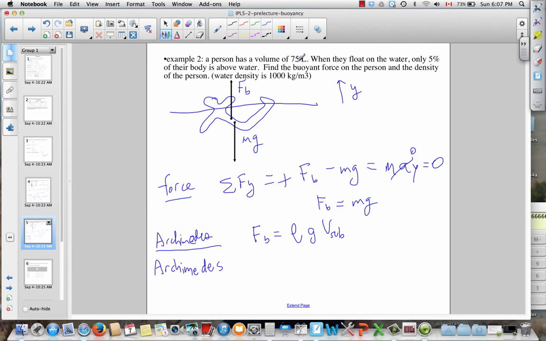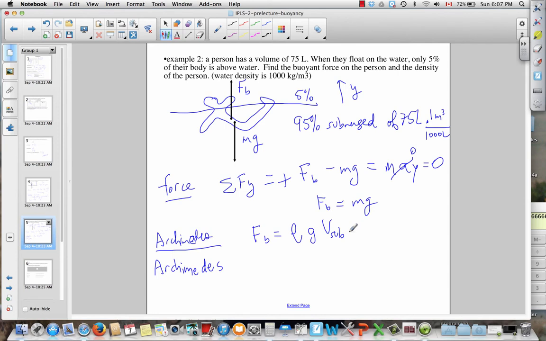Well, the person has a volume of 75 liters, but they're not completely submerged. 5% of them was above, which means 95% of them was submerged. So 95% of their 75 liters. Now, liter is not an SI unit of volume. We will need to convert that to cubic meters. And 1 cubic meter is equal to 1,000 liters. So this is their displacement then. This works out to be 0.075 cubic meters, and 95% of that is under the water.